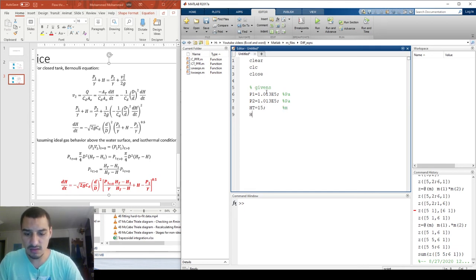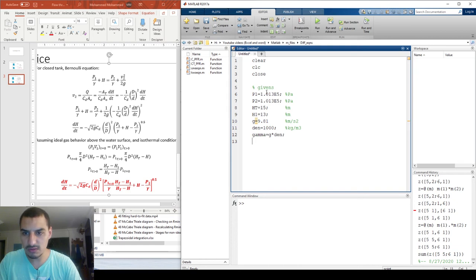And then I have H1, which is the initial height of the liquid. I'm gonna start with 13 meters. And then we have G equals 9.81, in meters per second squared. We have the gamma or the density. I'm gonna put it as 1000, assuming that this is water, in kilograms per meter cubed. Gamma is gonna be G multiplied by density, so that we have both multiplied together.